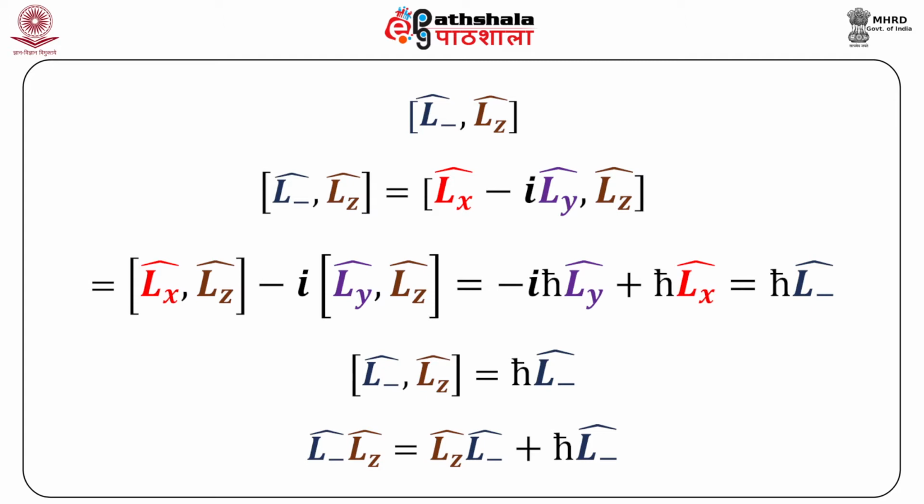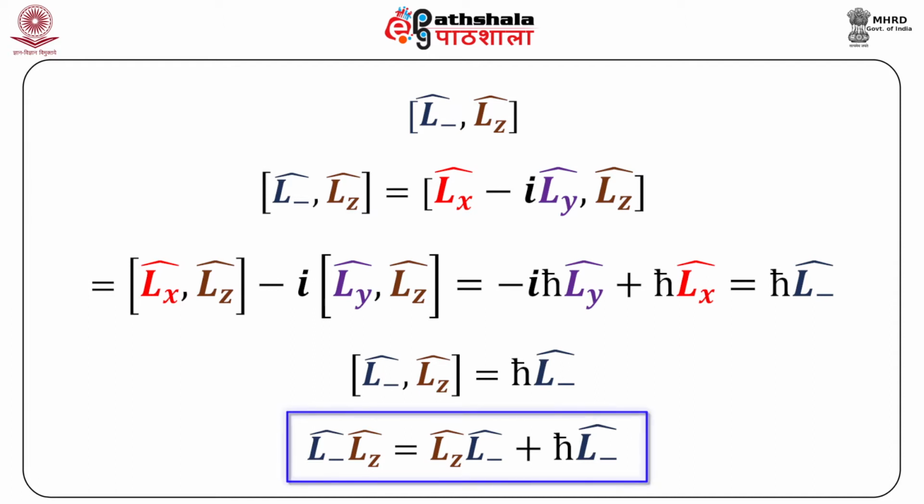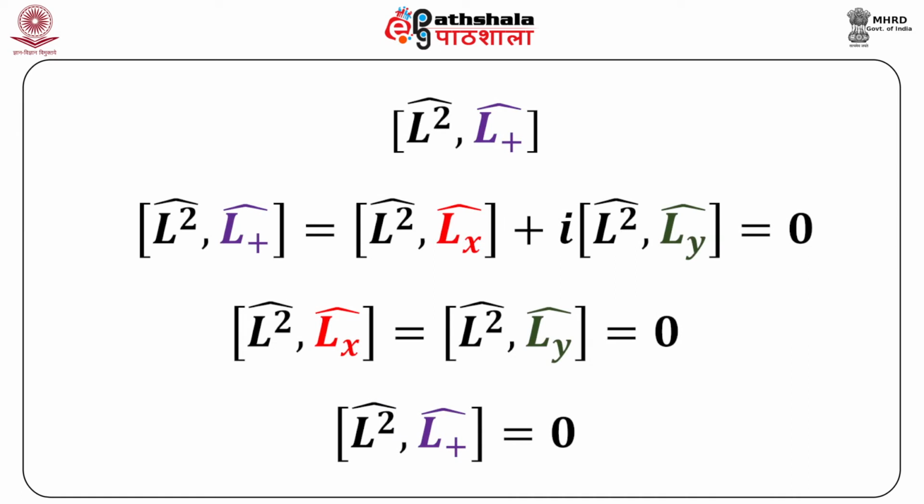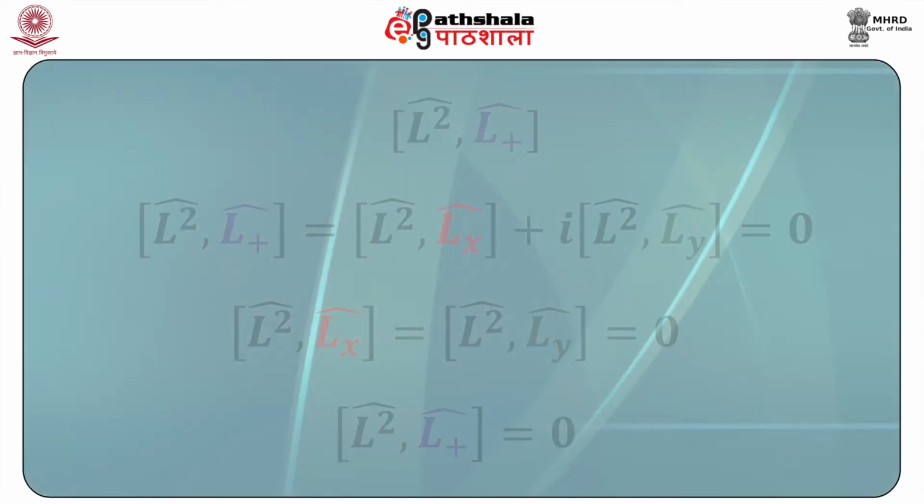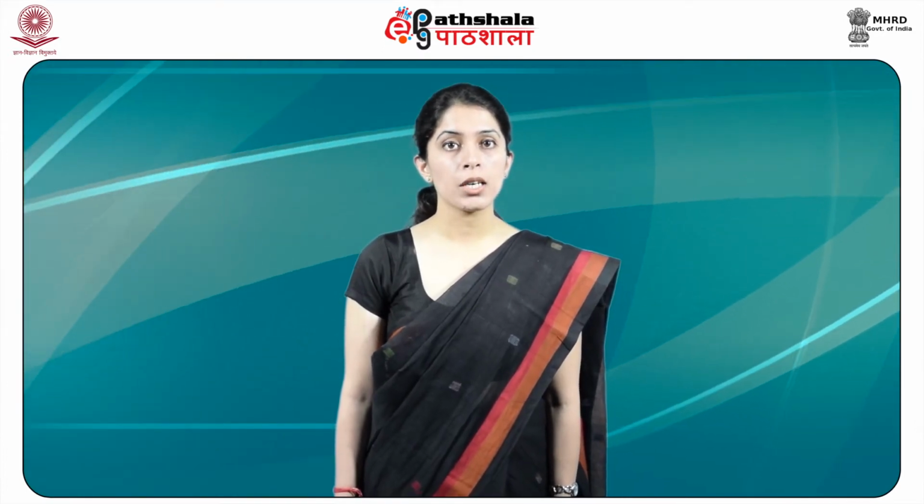Again, simplifying the expression gives us the equation L minus Lz equals Lz L minus plus ħL minus. With this, the third commutation relation is of L square and L plus, where substituting the value of L plus gives us the expression as the commutation of L square and Lx plus i times the commutation of L square and Ly. And since we know that the total angular momentum operator L square commutes with each of the angular momentum components Lx, Ly and Lz, therefore the commutator of L square and L plus becomes 0.